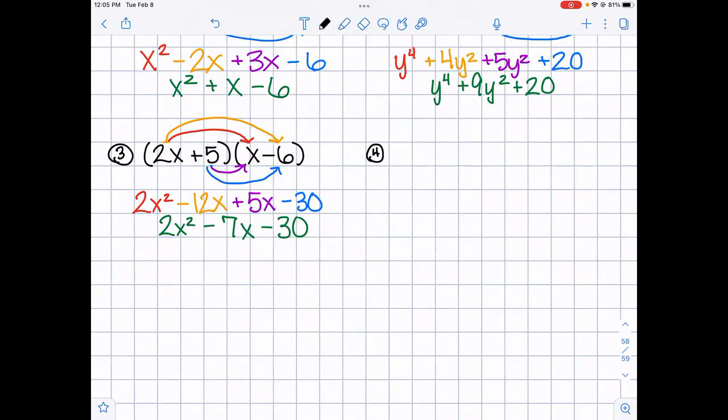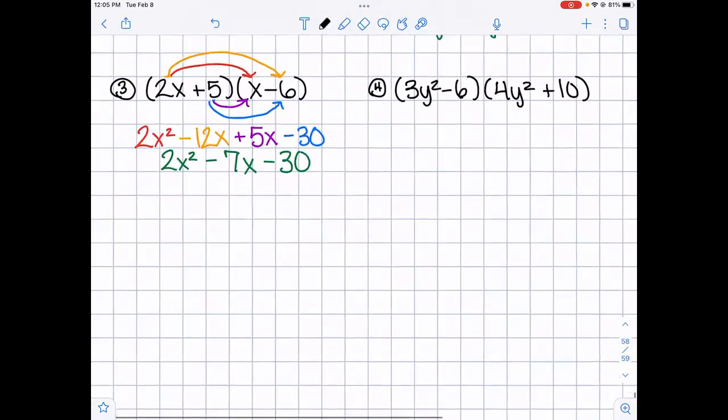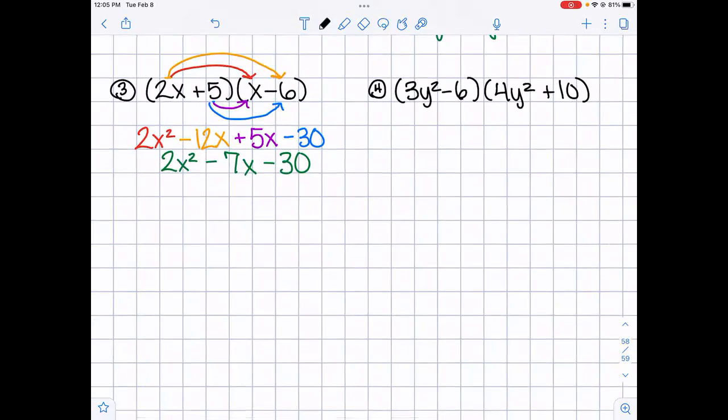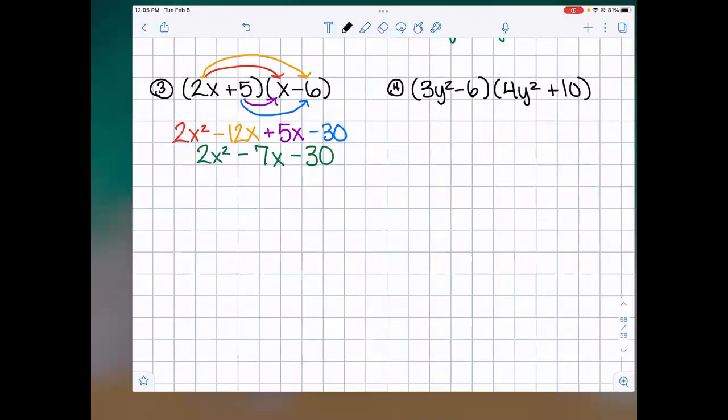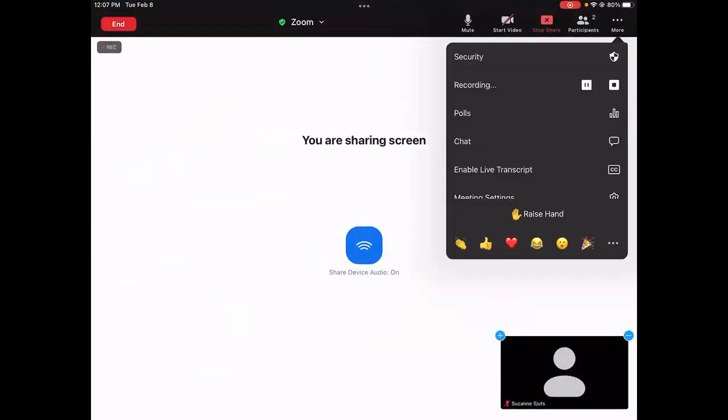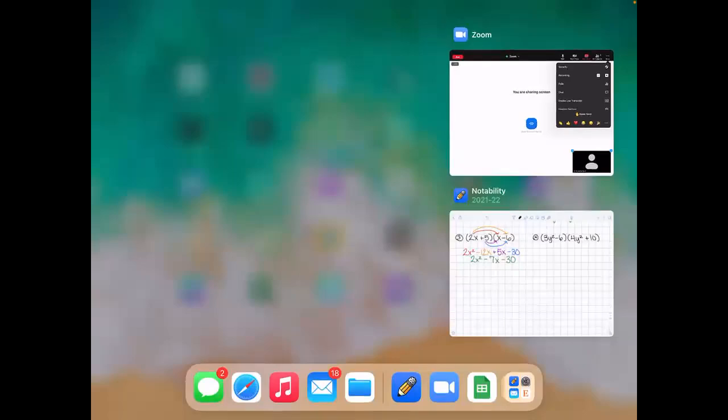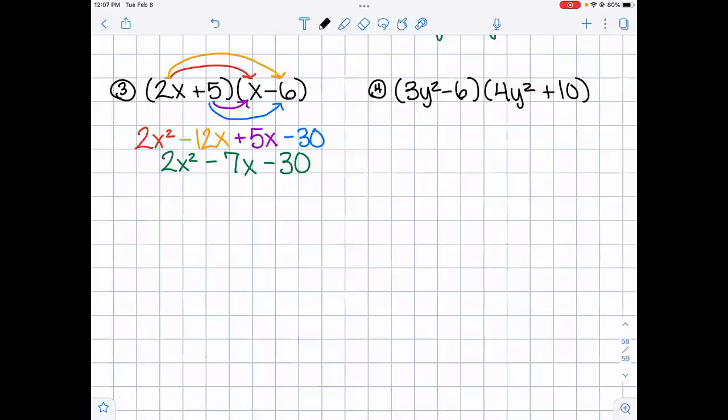Okay, let's try 3y squared minus 6 times 4y squared plus 10. See if you can do this one. I have faith. If you get stuck, that's okay. We're gonna go over it. No big deal. Let's see if you can do it. All right, let's try this one.